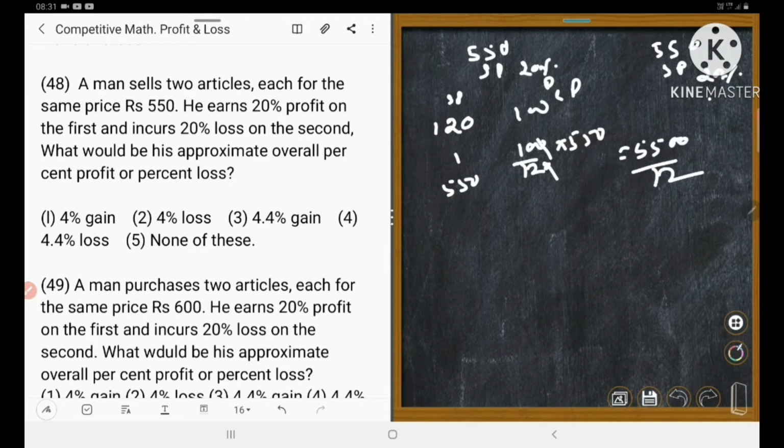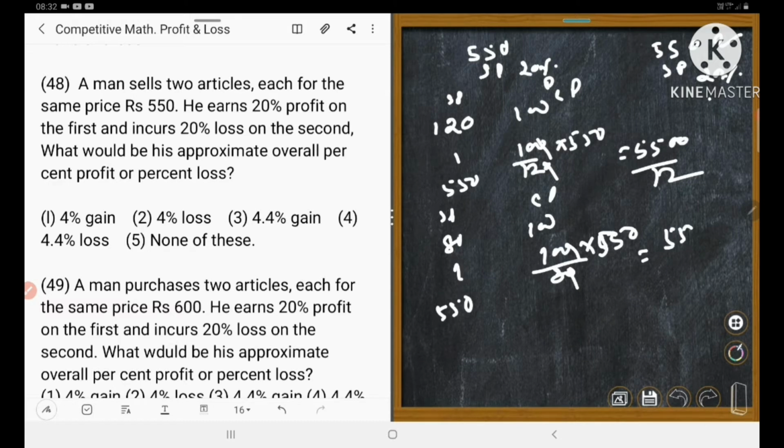Right. Next, in the second instance, there is 20% loss. When SP is equal to 80, CP is equal to 100. Could you understand? When SP is equal to 1, CP is equal to 100 upon 80. When SP is equal to 550, it is 550 into 550, which is 550 upon 8. Could you understand?